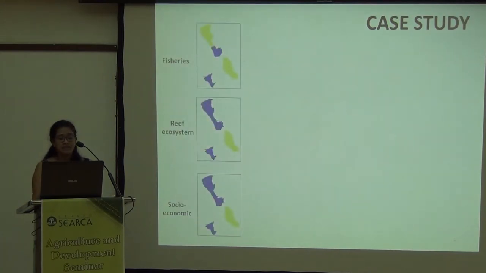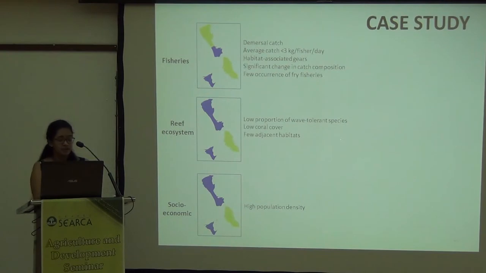For the vulnerability, here are the results. For the fisheries, the main contributing factors for their fisheries vulnerability are the demersal catches, the low average catch, the presence of habitat-associated gears, a significant change in catch composition, and few occurrences of prey fisheries. For the reef ecosystem, they have a low proportion of wave-tolerant species, low coral cover, and few adjacent habitats.